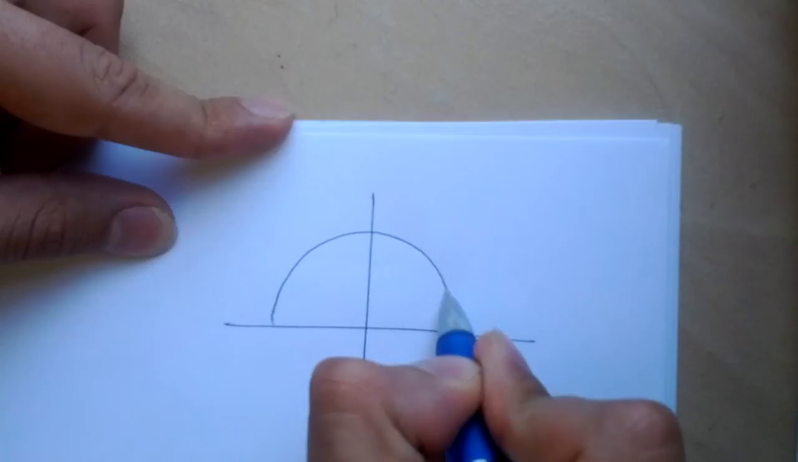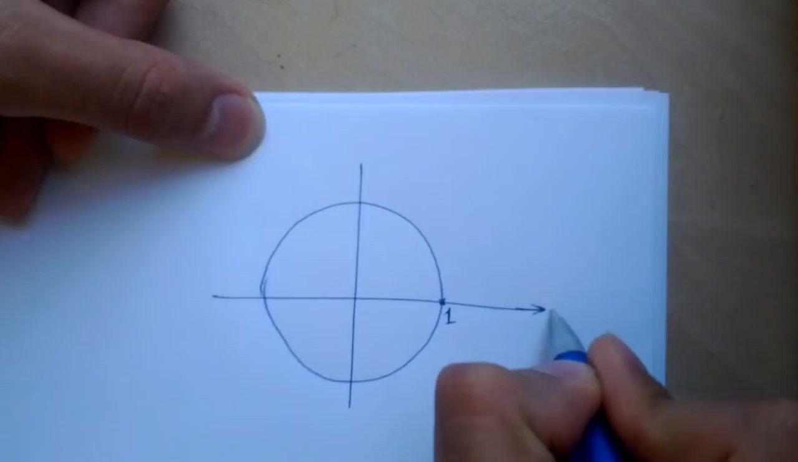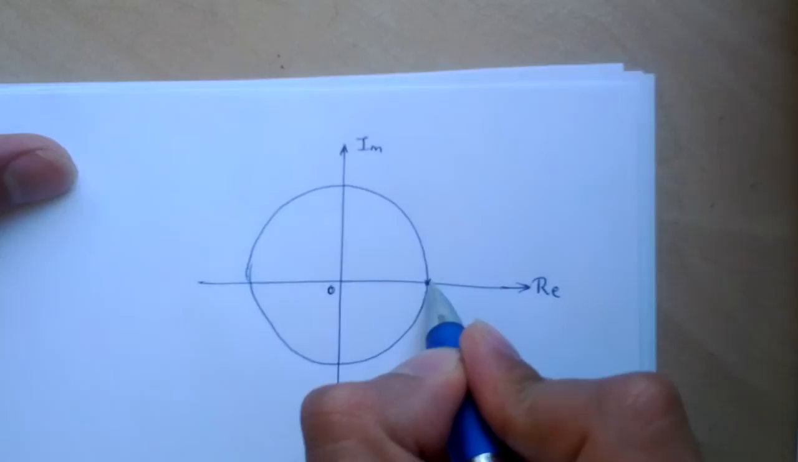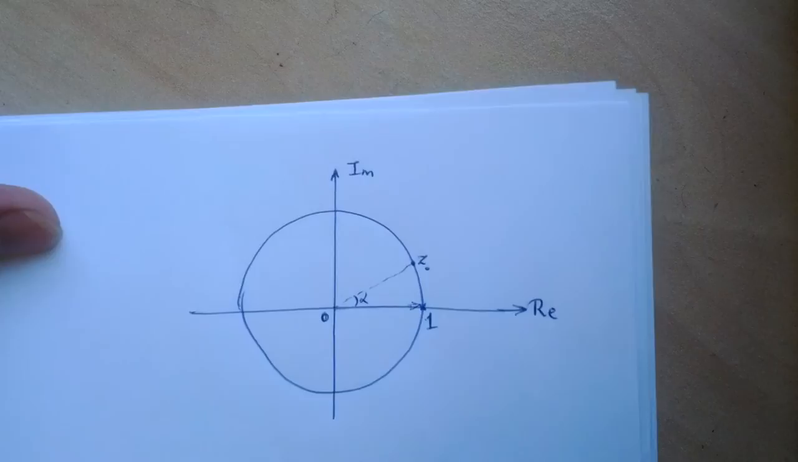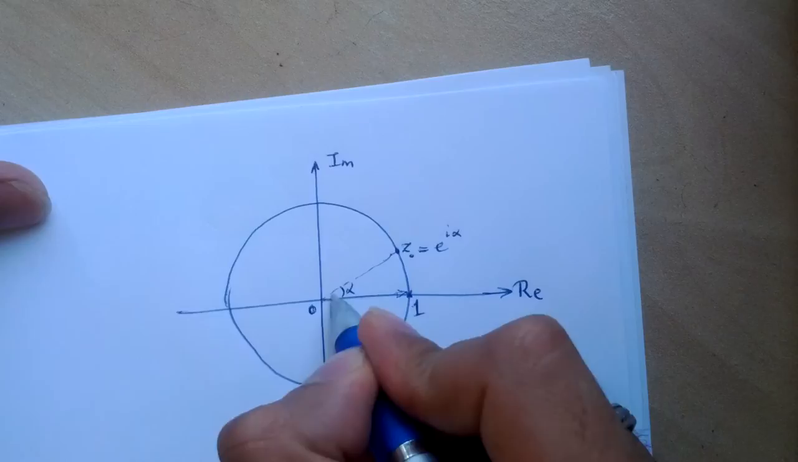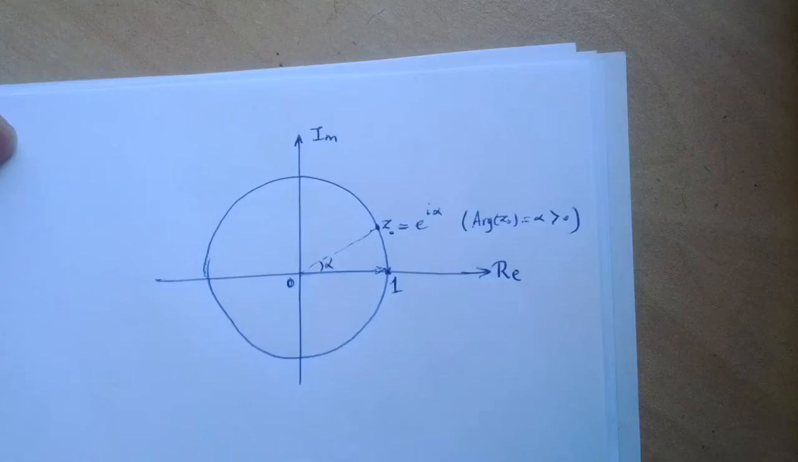if I start, for example, with this point, which is equal to 1, real axis, imaginary axis, this is the complex plane. If I rotate the origin O1, for example, this vector, with a certain angle alpha, I will arrive at the point with the complex representation Z0, which is certainly equal to e to i alpha, because it corresponds to an angle alpha which is positive. So the argument of Z0 is alpha and is positive because it's in a counterclockwise direction about the real axis.